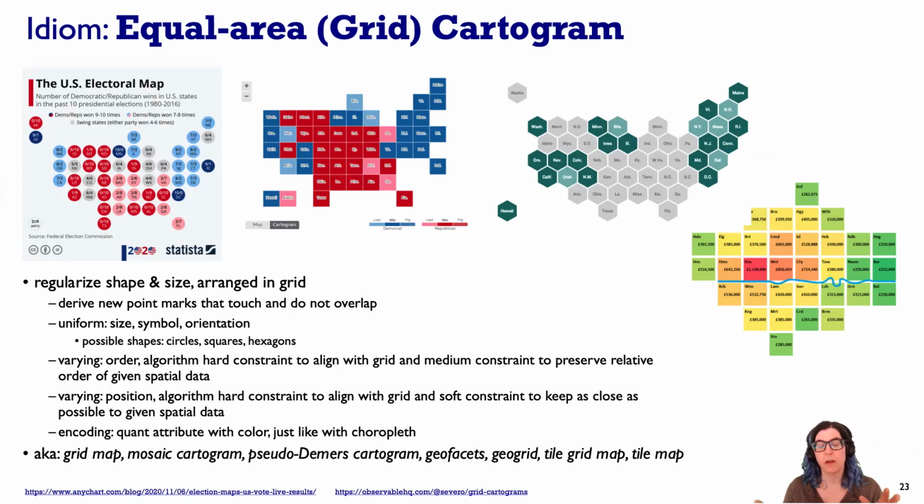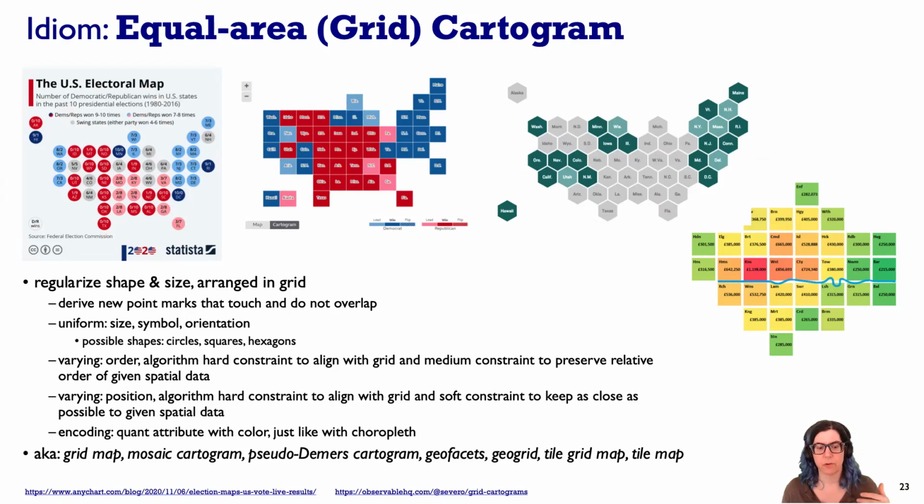The hard constraint is we have to align positions to some sort of grid. So that's a hard constraint. And then preserving the relative order, I'll think of as a medium constraint. And then the absolute position is a softer constraint. So we do as best as we can, but the positions might be quite different.